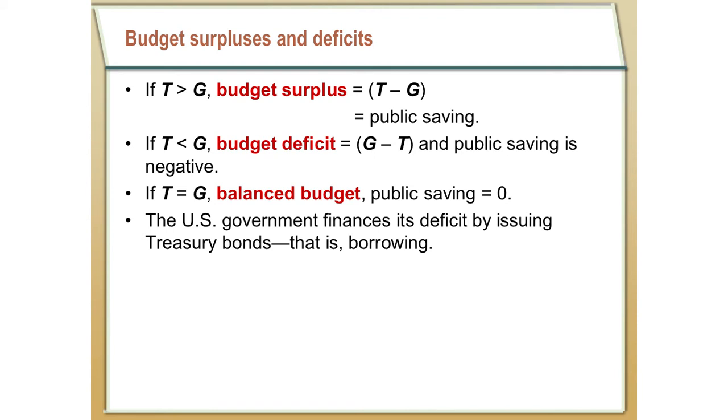So I already mentioned the idea of a budget surplus or a budget deficit. If it happens that T is equal to G exactly, we have what we call a balanced budget. Public saving is equal to 0 in that case.